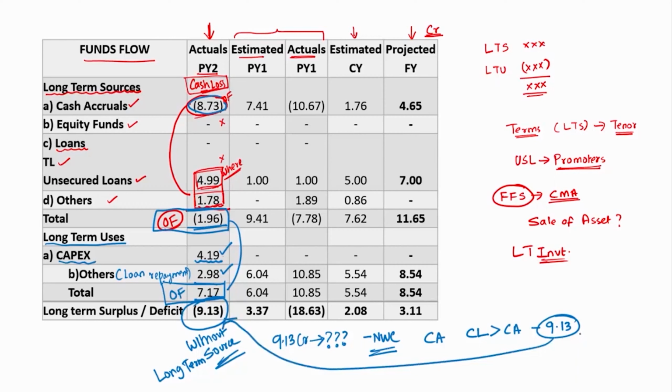The big issue is this 9.13 crore had come from current liability. Current liabilities are repayable within a period of 1 year. Okay, whereas this 9.13 crore got invested under long-term uses.